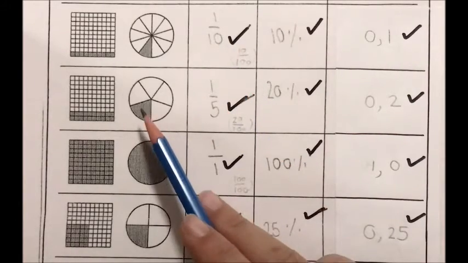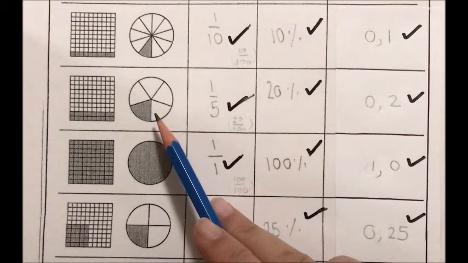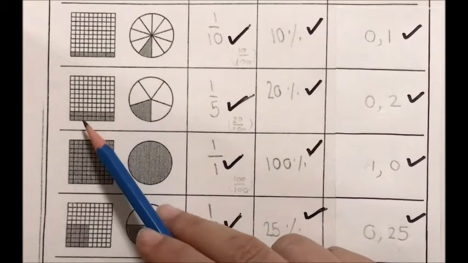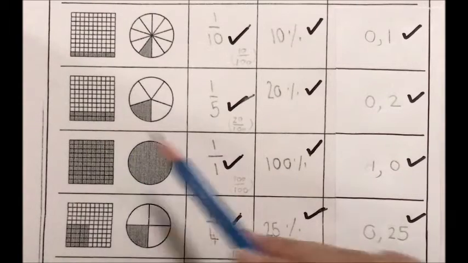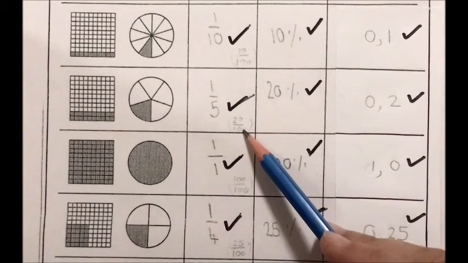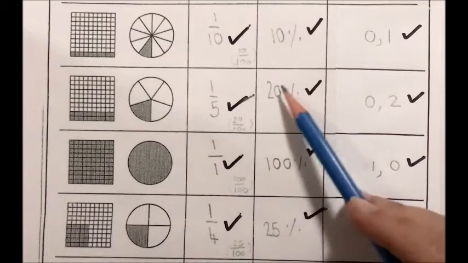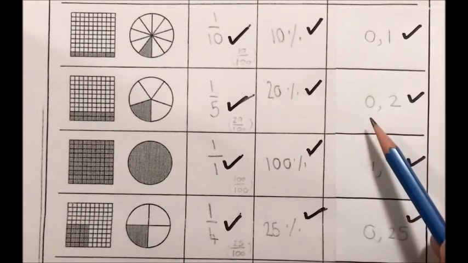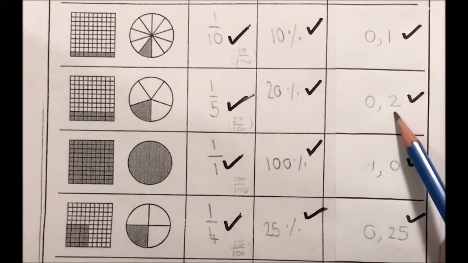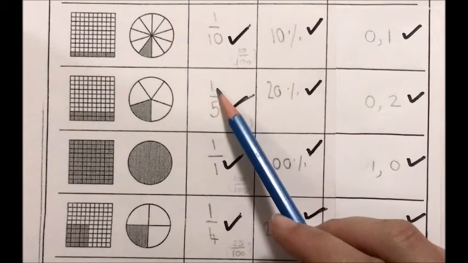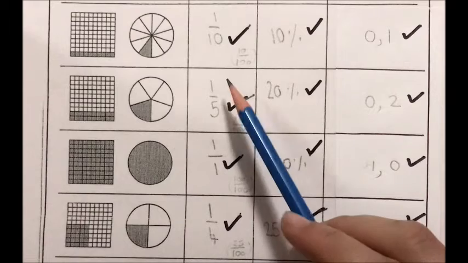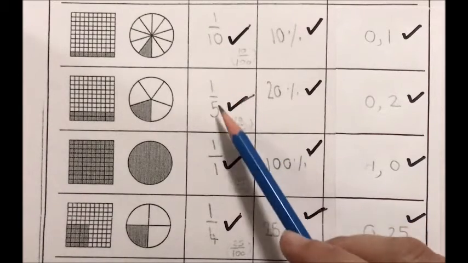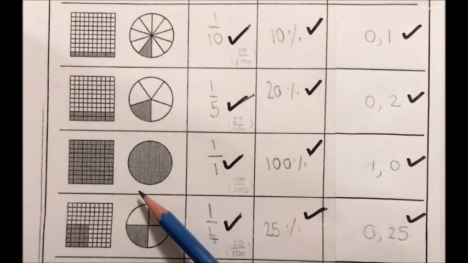The second example is 1/5, and if you look at the first example, you will see 20 blocks are shaded, so that would be 20 on 100, which gives you 20%, which gives you 0.2. You could have also changed this to 2/10. If you times by 2, what you do at the top, you must do at the bottom.